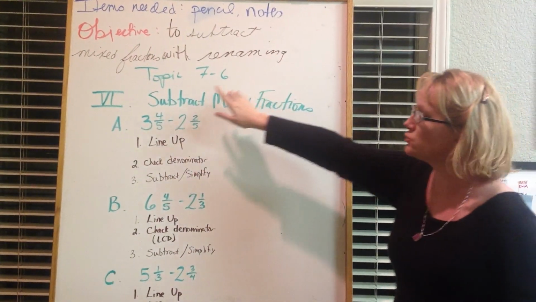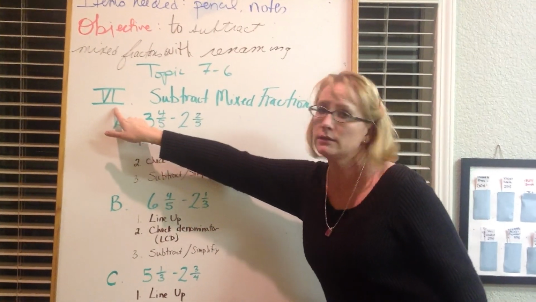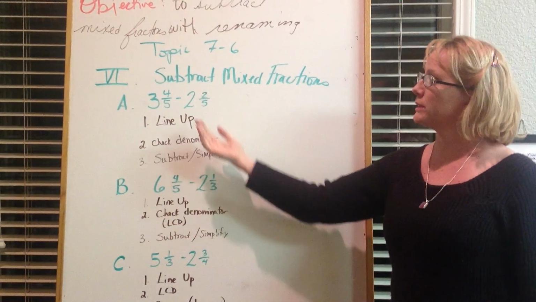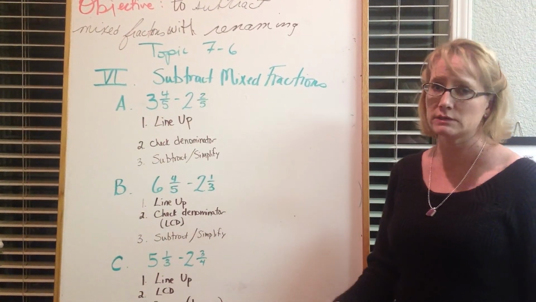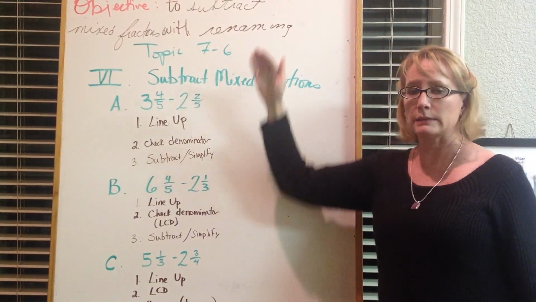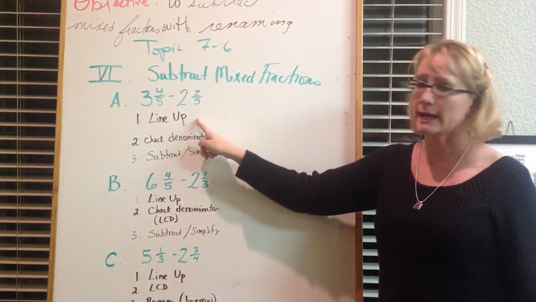Topic 7-6. Let's use Roman numeral 6. That's a 5 and a 1. And subtract mixed fractions. We're going to start with our most basic one. We have 3 4/5 minus 2 2/5. Notice how they're written horizontally. I'm going to have you start writing them vertically, okay? And that's called lining it up.